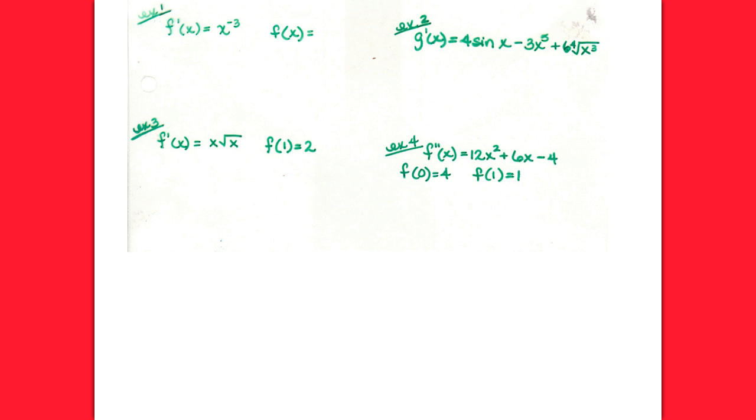Okay? All right, so look at example number 1. For example number 1, they say your derivative is x to the negative 3. So let's find the antiderivative, the original equation f of x. Okay, so what do we do to the negative 3?